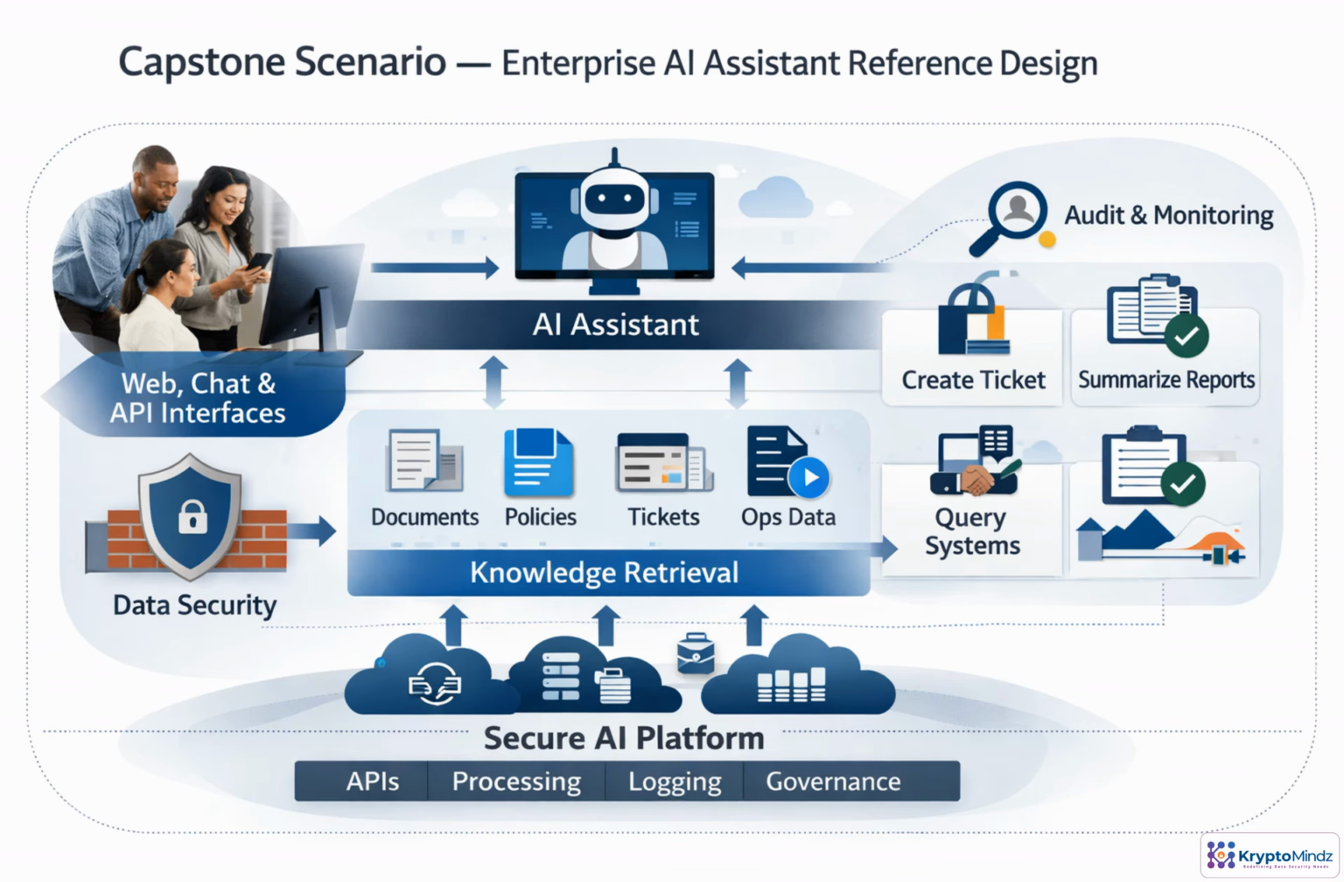The reference scenario is an enterprise AI assistant used through web, chat, or APIs. It retrieves answers from internal documents, policies, tickets, and operational data. It may also take bounded actions, such as creating a ticket, summarizing a report, or querying a business system. That convenience creates risk. So identity, authorization, data protection, prompt controls, API security, workload security, logging, monitoring, and governance all need to work together end to end.